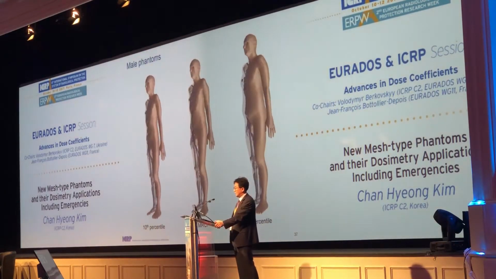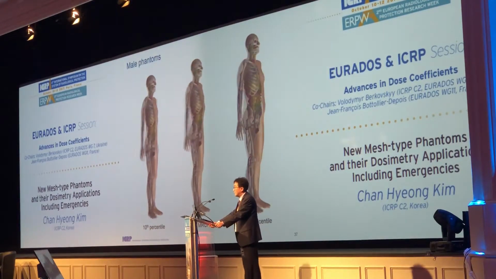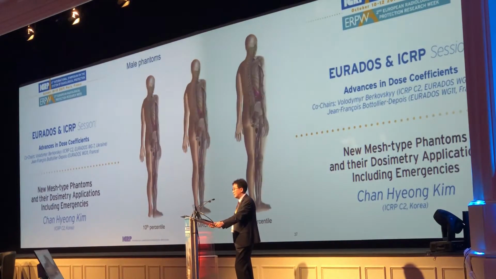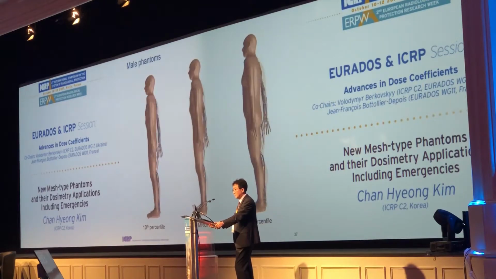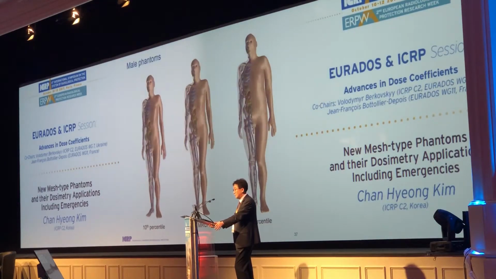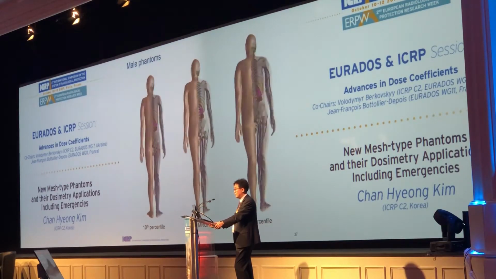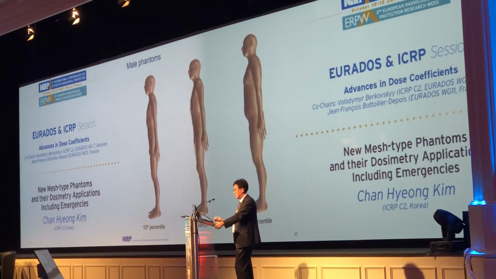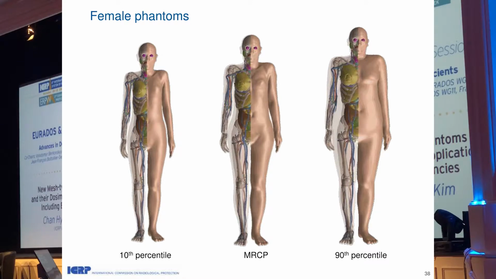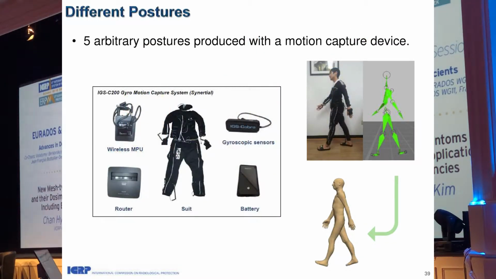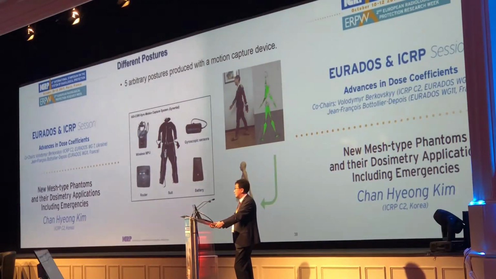The middle one is the MRCP, the mesh type reference computational phantoms, which were developed in our task group. The left one is the 10th percentile person, which represents a small person. And the right is the 90th percentile phantom. These two phantoms were just produced from the MRCP reference phantom. This slide shows the female phantoms, again the reference phantom, 10th percentile and 90th percentile phantoms. We also considered phantoms or people with non-standing postures.